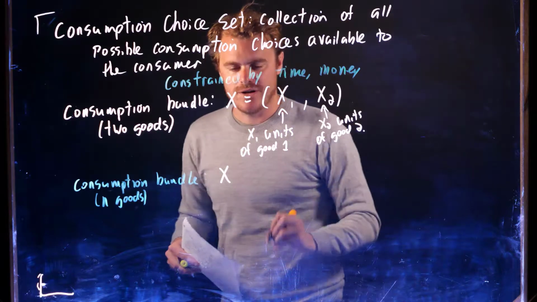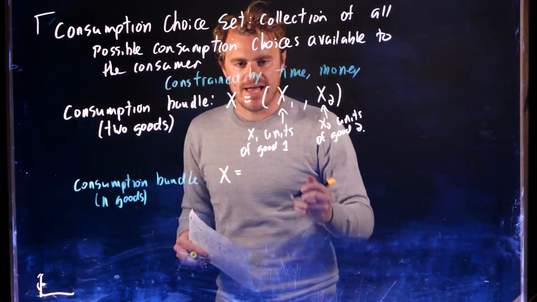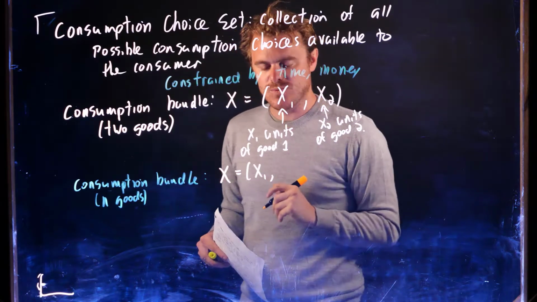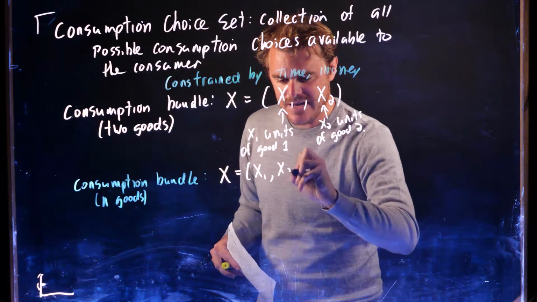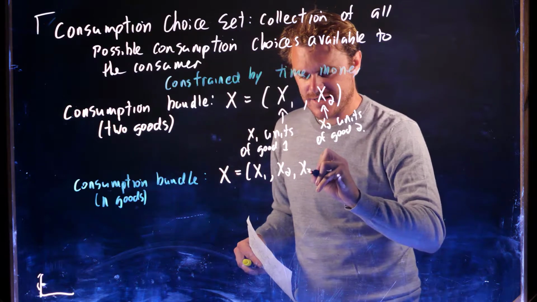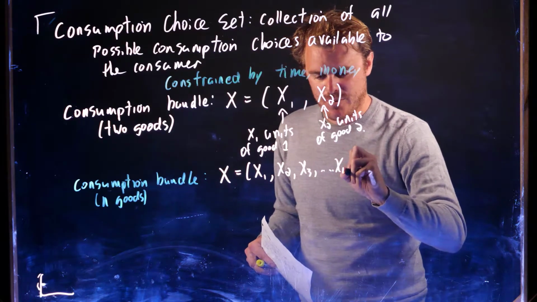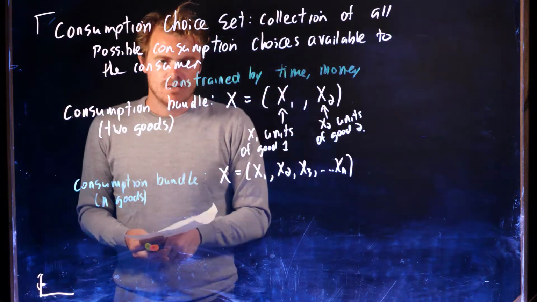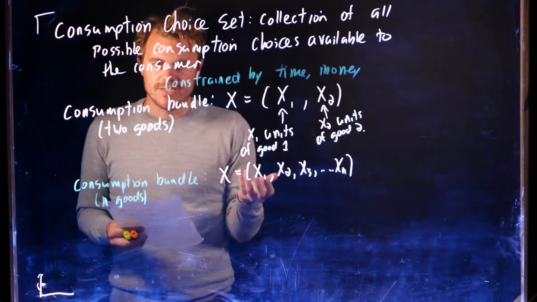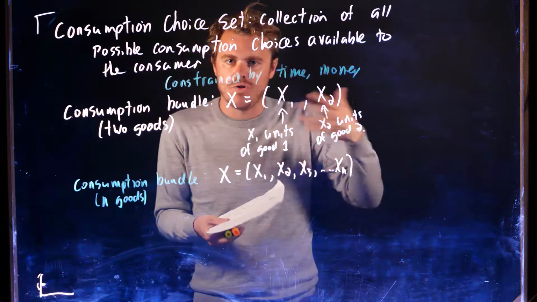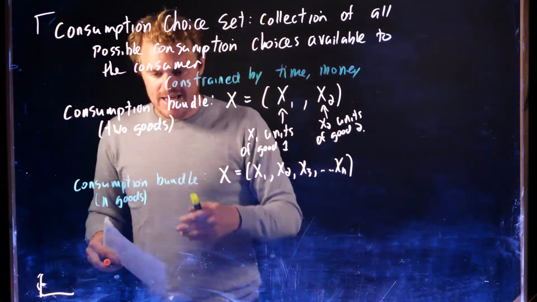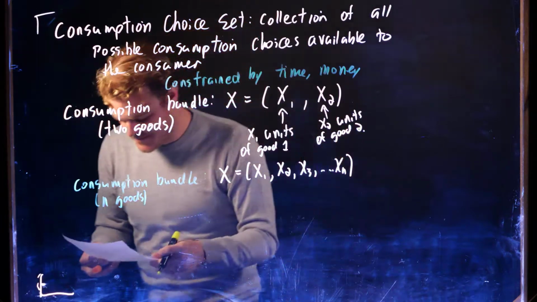So then capital X is going to represent some consumption bundle which has X1 units of good 1, X2 of good 2, X3 of good 3, and all the way up to Xn of good n. So that's what a consumption bundle is: a particular amount of all the goods that consumers are choosing between. And these goods usually have prices.